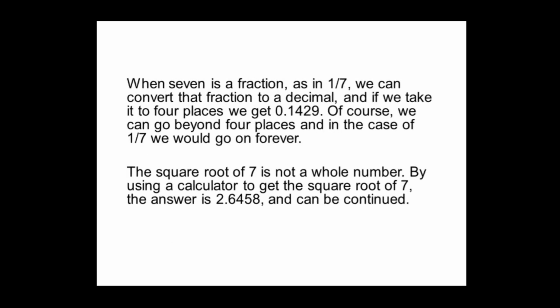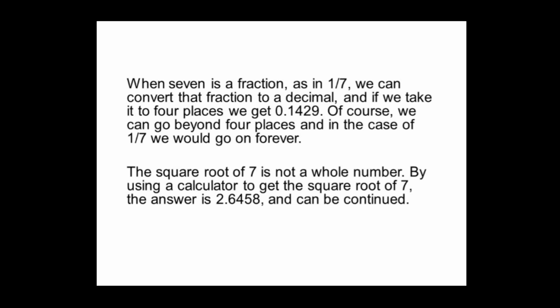When 7 is a fraction, as in 1/7, we can convert that fraction to a decimal. And if we take it to 4 places, we get 0.1429. Of course, we can go beyond 4 places, and in the case of 1/7, we would go on forever. The square root of 7 is not a whole number.